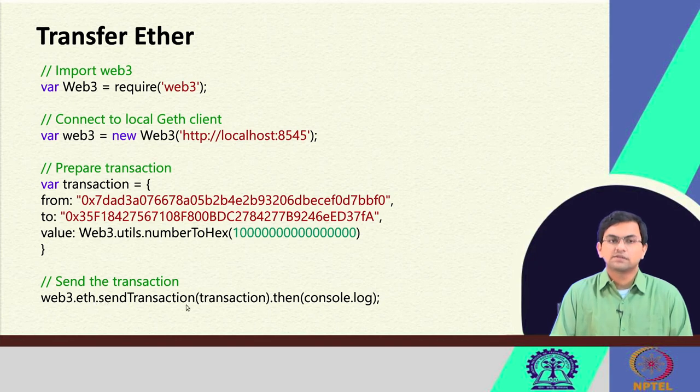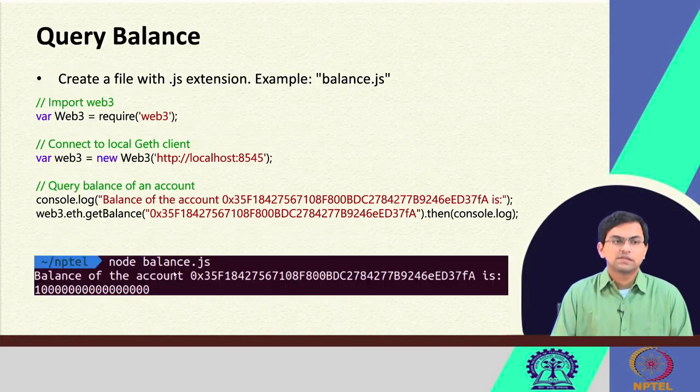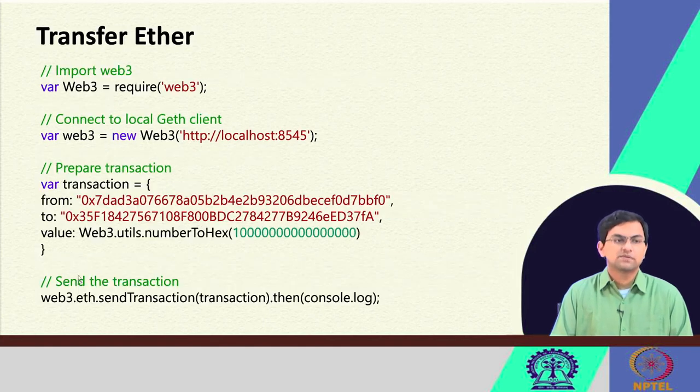Now, we will be using web3.eth.sendTransaction. If you see the previous slide, we were using web3.eth.getBalance. So, basically eth dot is followed by the name of the method that we want to be using. Here the name is sendTransaction. We are using sendTransaction to transfer some ethers from one account to another, but you can also deploy smart contracts using the same transaction.